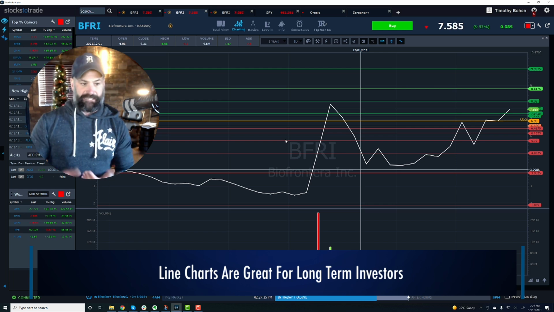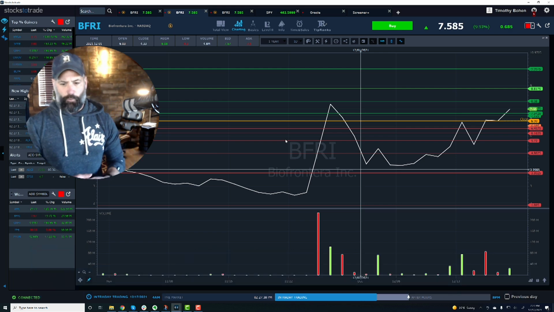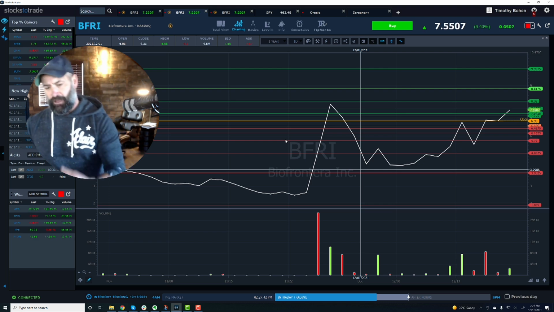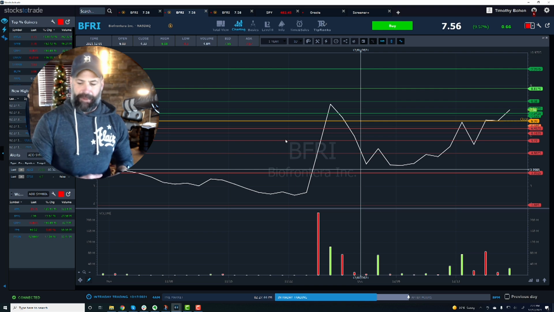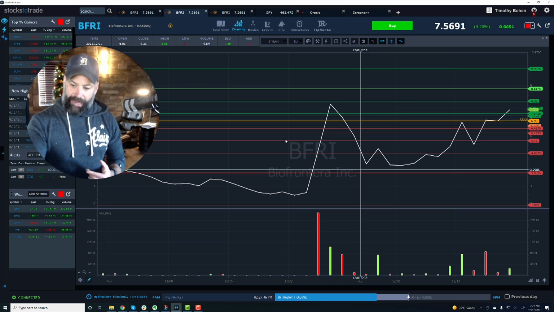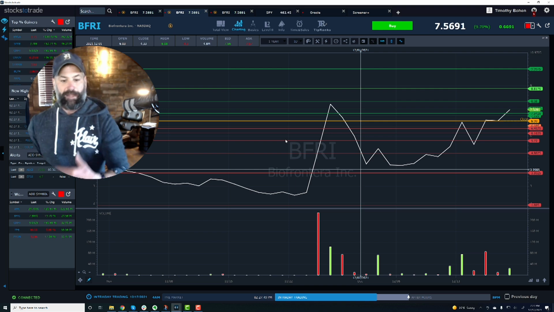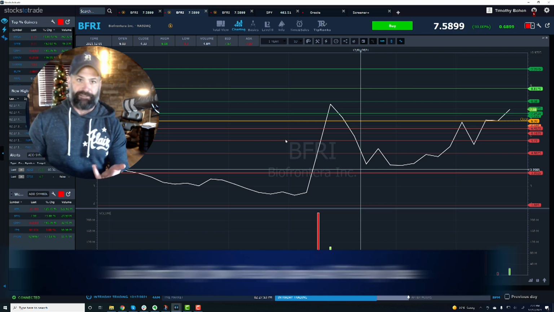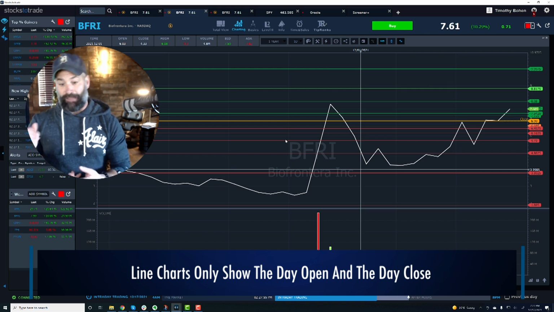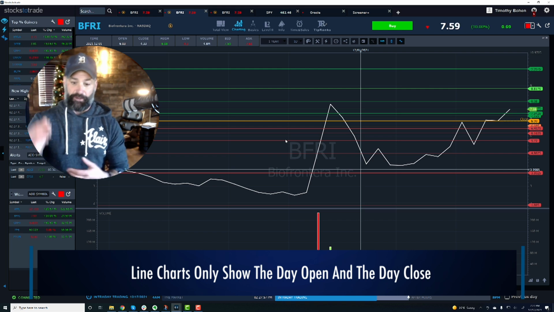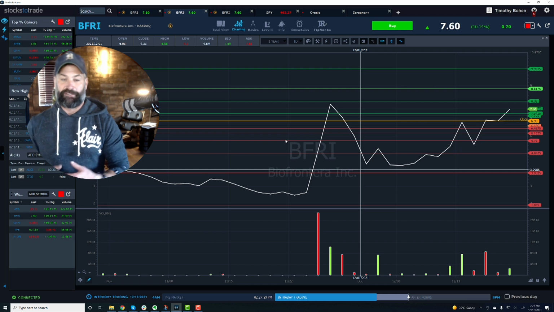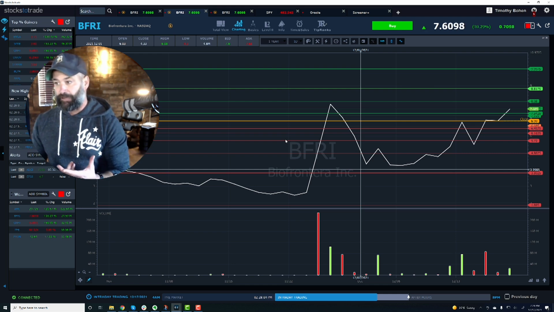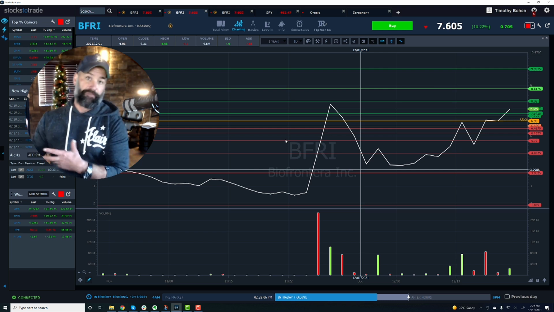You can see the stock, BFRI is going to be the one I use as an example. You can see it recently started trading. You can see it recently had a big spike a couple weeks ago, pulled back, and is now trending up and getting ready to break over that high. But all you see with line charts are the day open and the day close. So you can see the high, you can see the low, but you don't see intraday, which is very important for day trading and much less important if you're longer term.